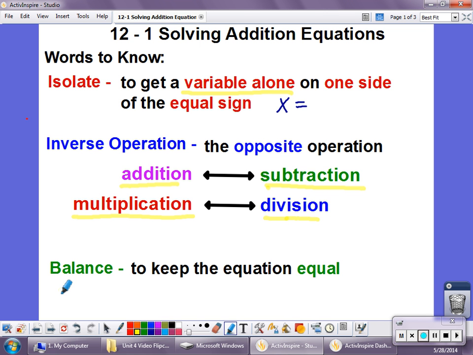And then the third thing to keep in mind is to balance. You have to balance an equation, which means it's okay to change an equation as long as you change both sides of the equal sign the same way, and that will help keep things balanced.